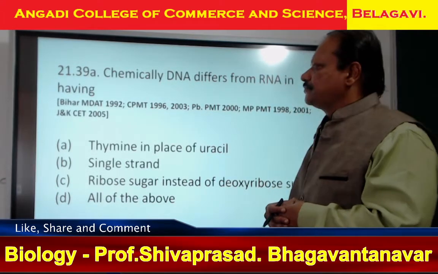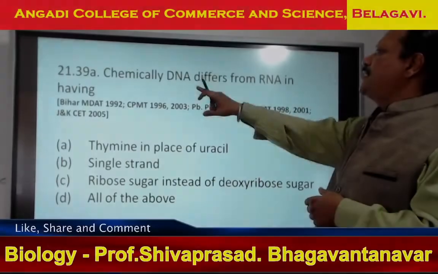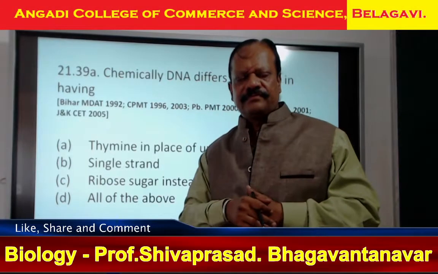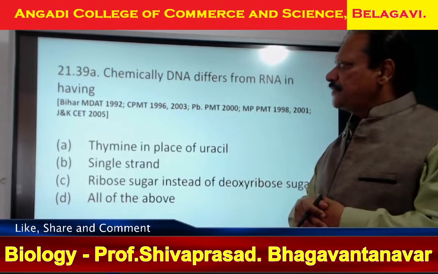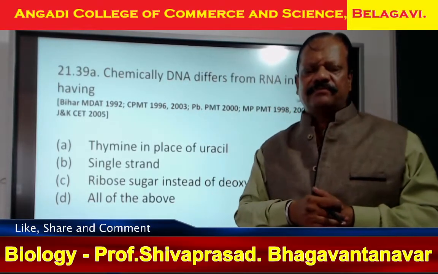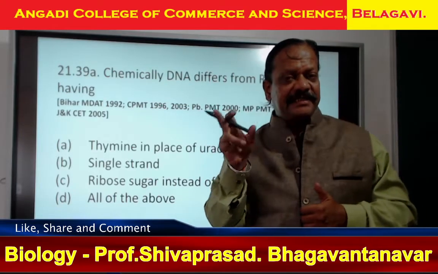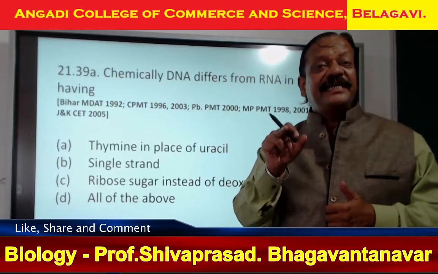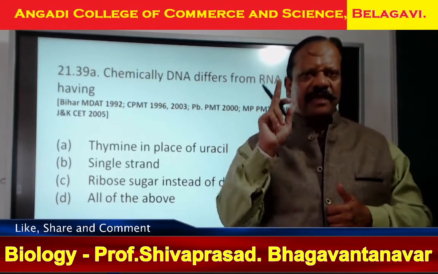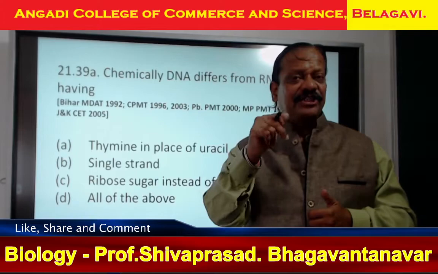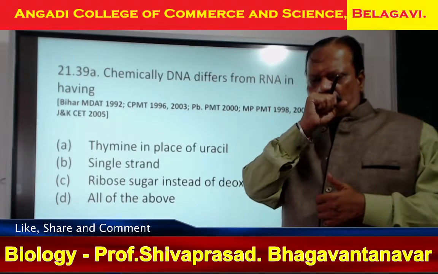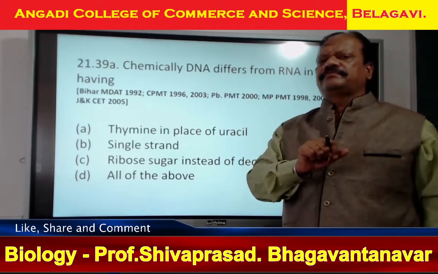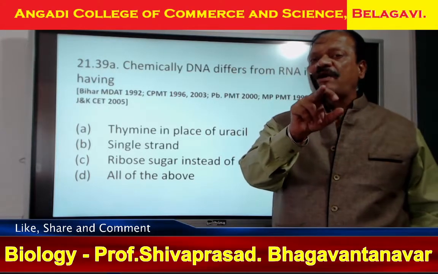Now here, chemically, how does DNA differ from RNA? I told you, ATGC and AGUC. So thymine and uracil are what change between DNA and RNA. Thymine is found in DNA, but uracil is found in RNA.